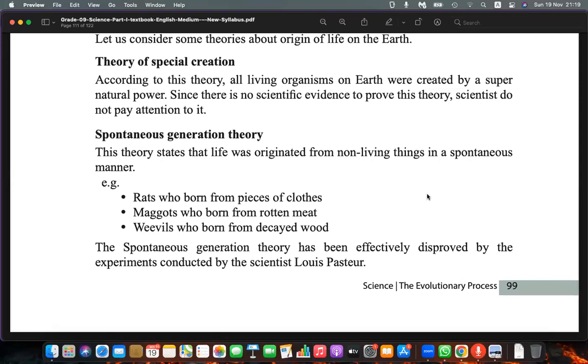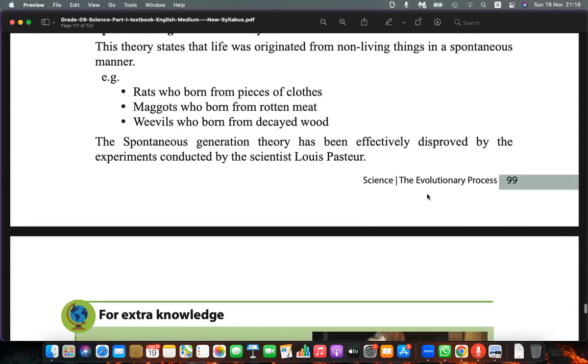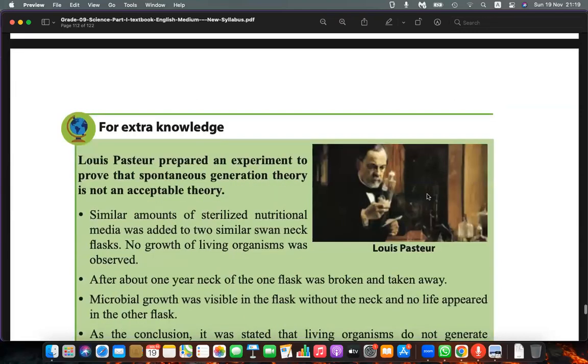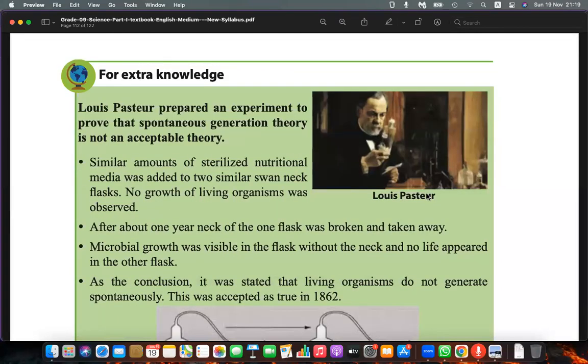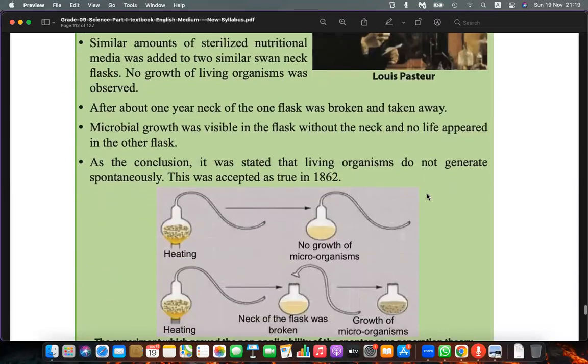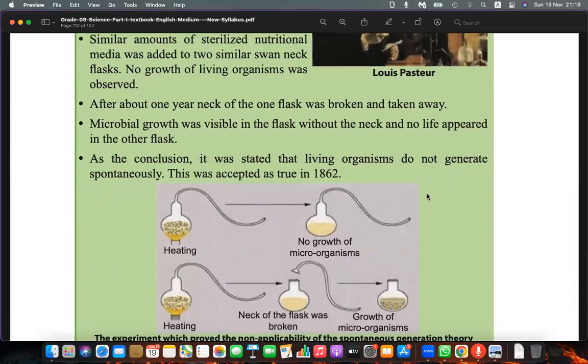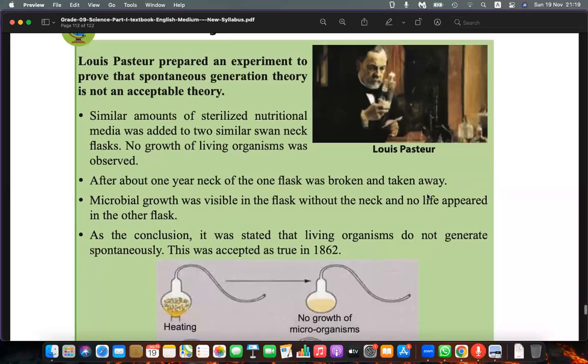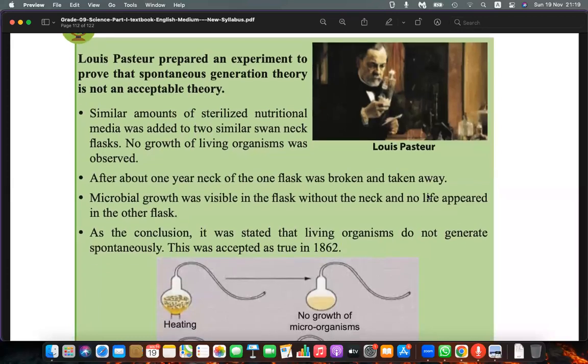It is basically the experiment conducted by Louis Pasteur. Right? He's the person, Louis Pasteur. You can see here, Louis Pasteur is the one who has done these experiments. Right? So here, this is how he did it: a similar amount of sterilized nutritional media in two small swan neck flasks, and no growth of living organisms was observed.